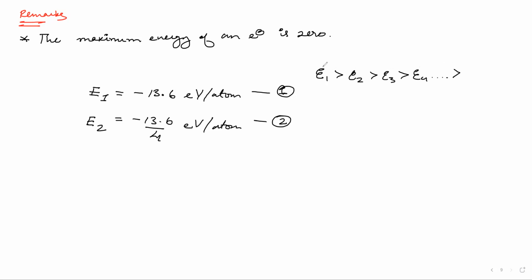So E1 is the smallest energy that is possible. Then E2, then E3, then E4. Can I write that the maximum energy possible will be E infinity? Yes, sir. And what is the energy when it is at infinity? 0. So it is a bit counterintuitive, right? The maximum energy is 0.